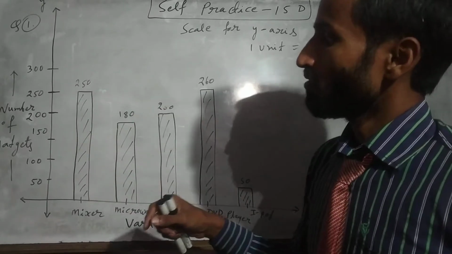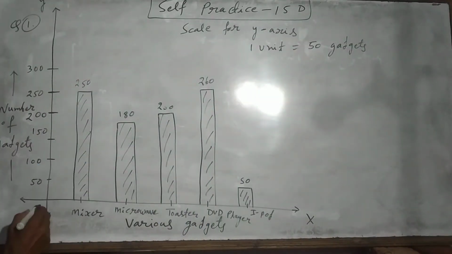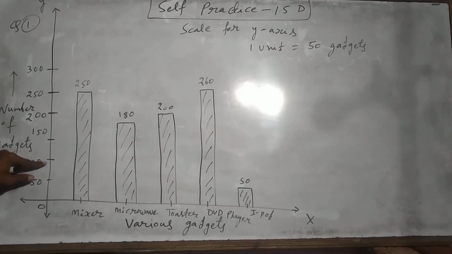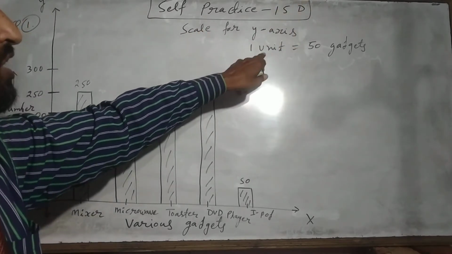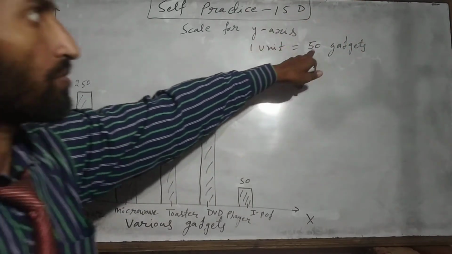Here, these types of numbers are given in the table, so I have taken an interval of 50. This is the y-axis. I have already discussed, this is the origin, where y is 0 and x is also 0. So from 0 to 50, 50 to 100, there is a 50-50 gap. 100 to 150, 150 to 200, 200 to 250, 250 to 300. Like that I have taken a 50-50 interval. On this interval we write the scale of the y-axis. So 1 unit is equal to 50 gadgets. The interval is 50, that's why I have taken 50 here.